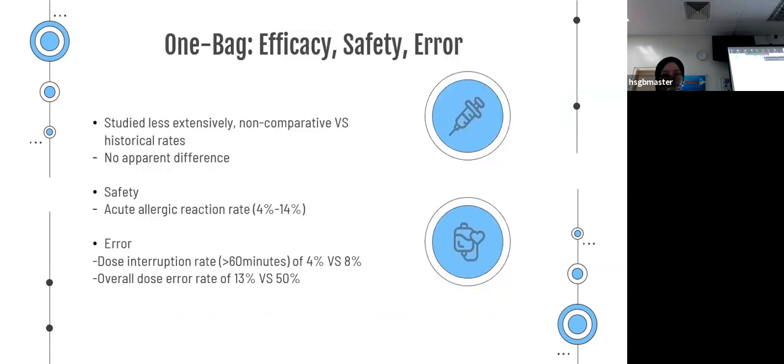For efficacy, there's no apparent difference. However, the 1-bag method is studied less extensively compared to the 3-bag method and the 2-bag method. As for the acute allergic reaction rate, it's reported between 4 to 14%, which is still significantly lower compared to the 3-bag method. As for errors, dose interruption of more than 60 minutes occurs in 4% of cases, versus the 3-bag method, which is double that, at 8%. The overall dose error rate is 13% in the 1-bag method versus 50% in the 3-bag method.